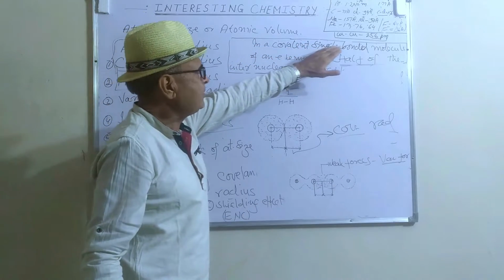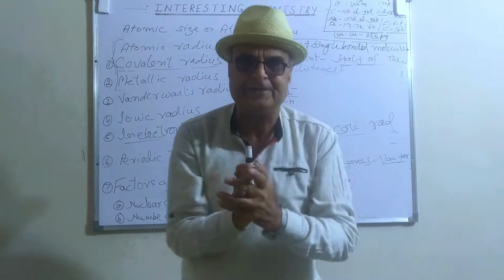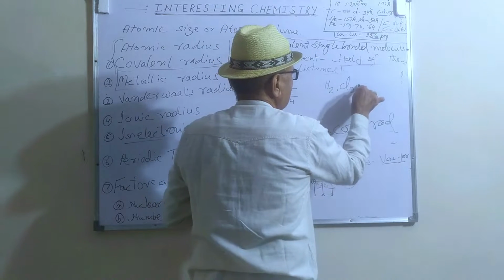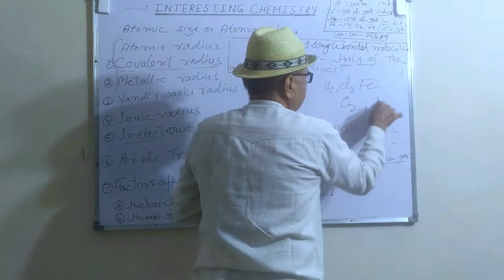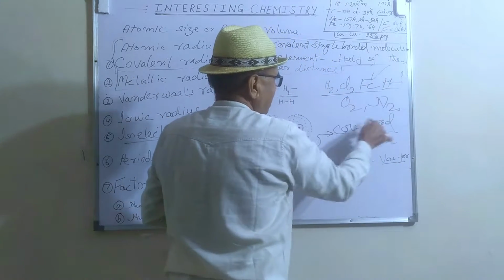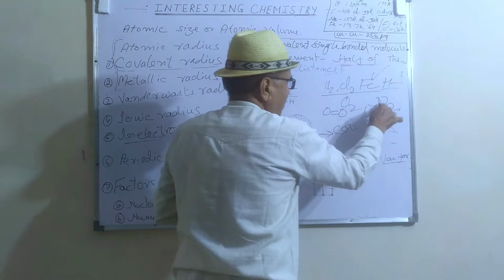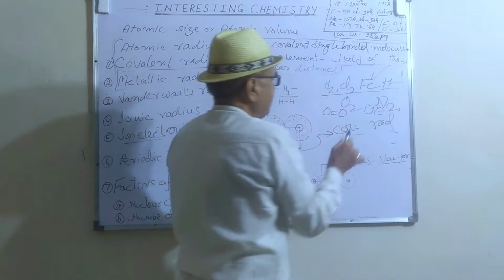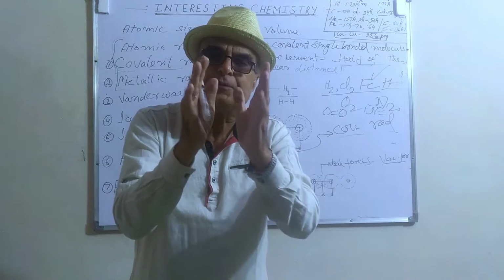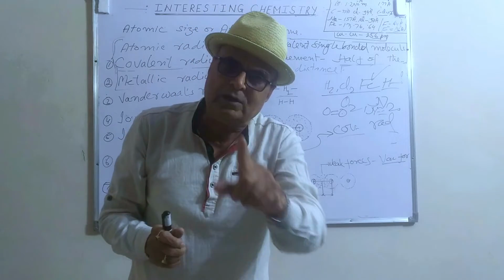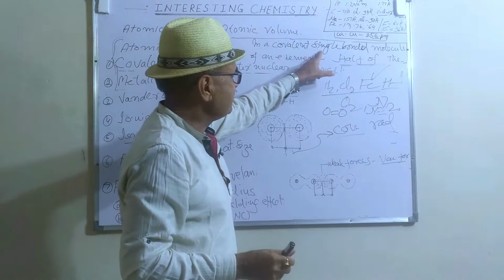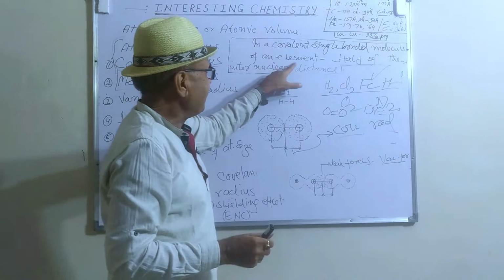In a covalent single bonded molecule, suppose this is S2, this is Cl2, this is F2, this is O2, this is N2. Cl and F are bonded with a single bond, but O is with a double bond, and N is with a triple bond. In a multiple bond, you cannot find the real internuclear distance. So only in the condition of a single bond. So I have written: in a covalent single bonded molecule of an element.